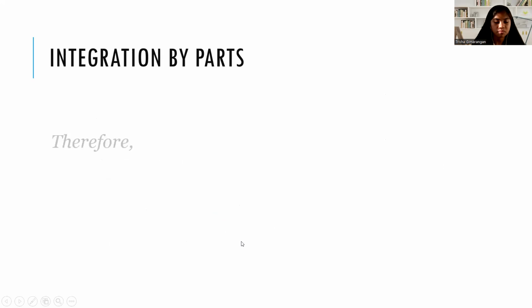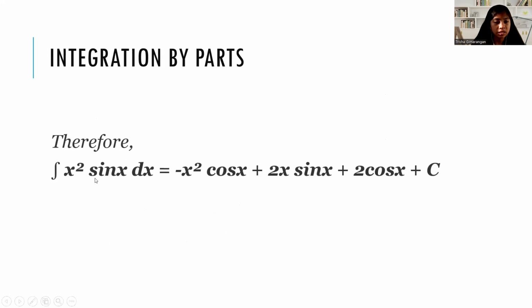Therefore, the integral of x squared sine x dx is negative x squared cosine x plus 2x sine x plus 2 cosine x plus c, using the equation of integration by parts.